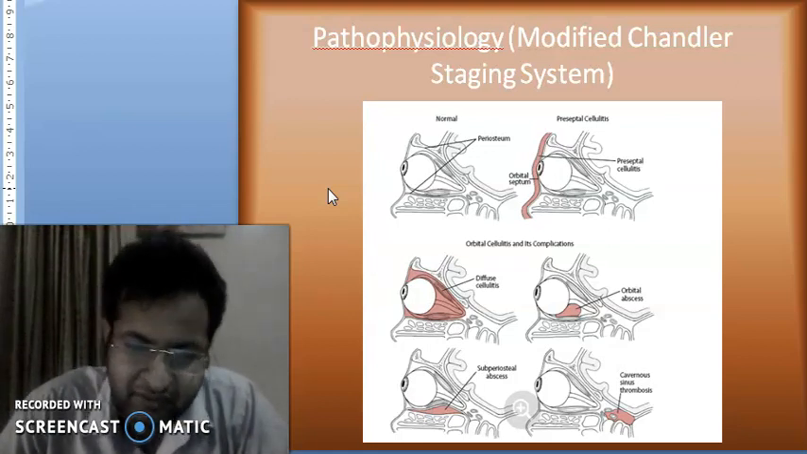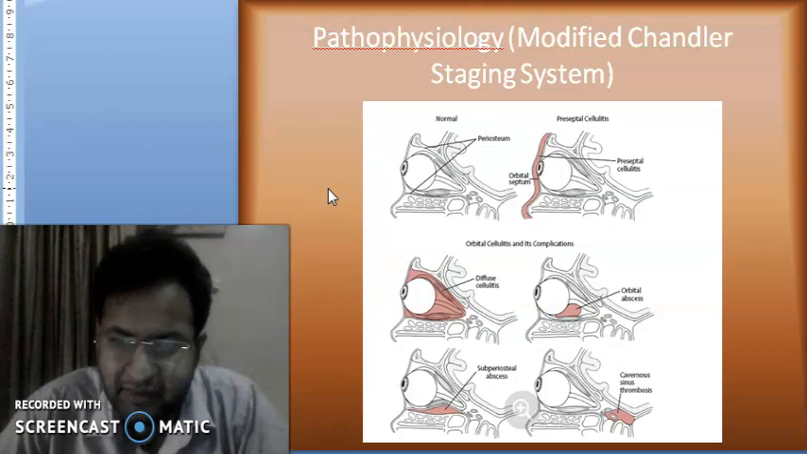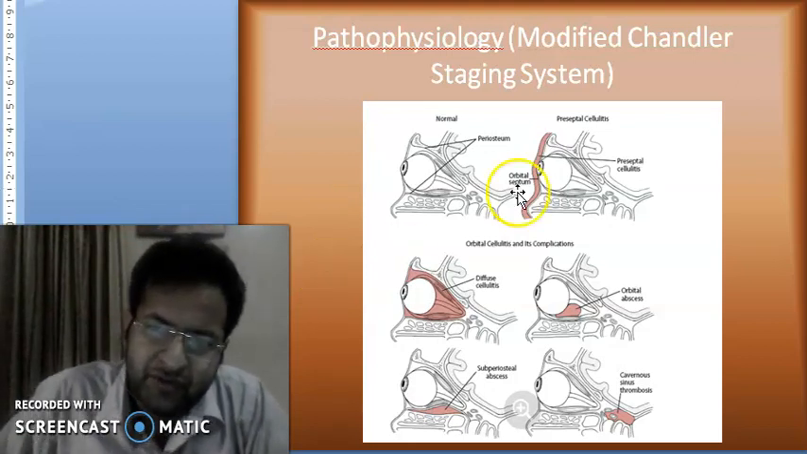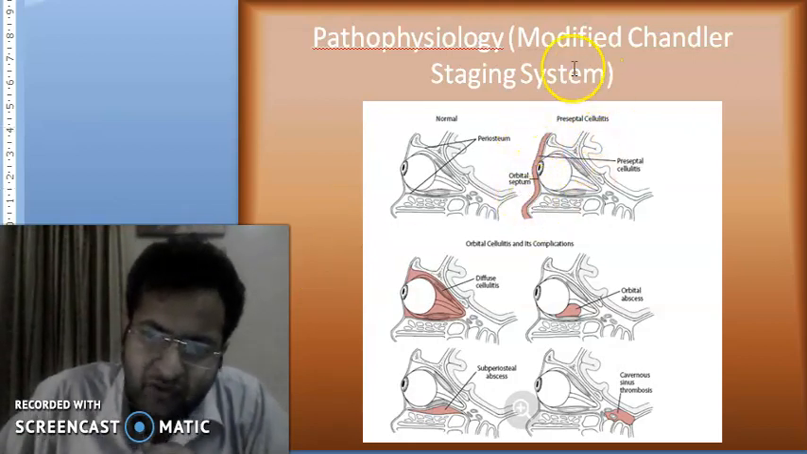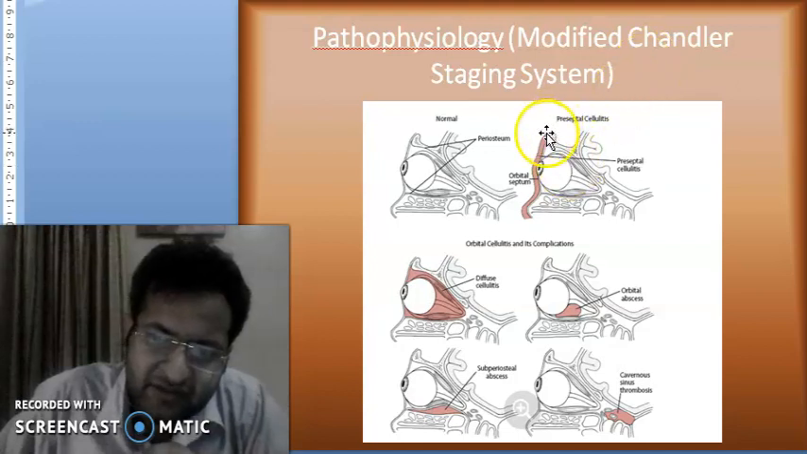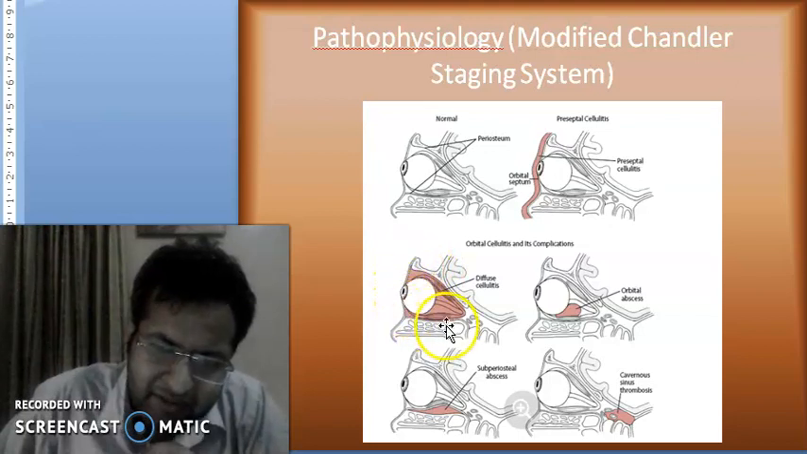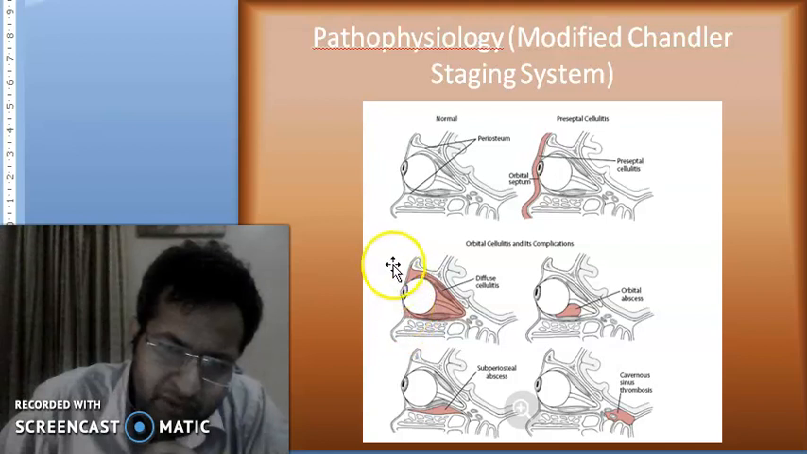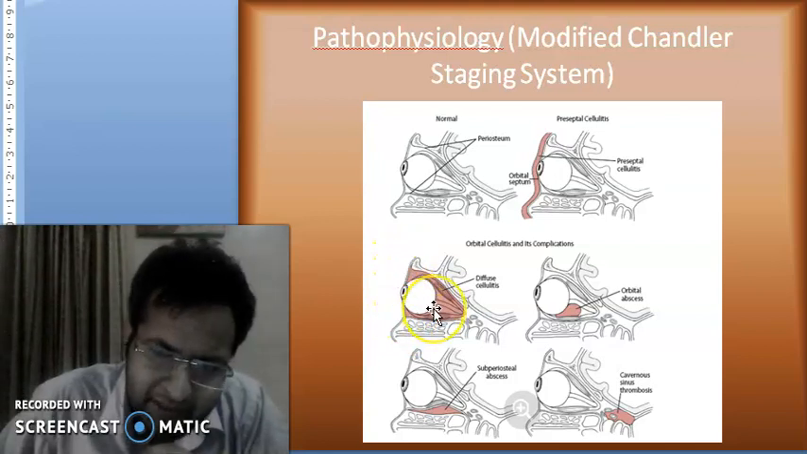The pathophysiology can be divided into various stages. This can be used even as a clinical classification to tell about the prognosis and the treatment. Stage 1 of this modified Chandler staging system is the preseptal cellulitis, that is the inflammation of the tissue anterior to the orbital septum. The next stage, stage 2, is the diffuse cellulitis, which has the inflammation of all of the orbit including the preseptal and the orbital area.